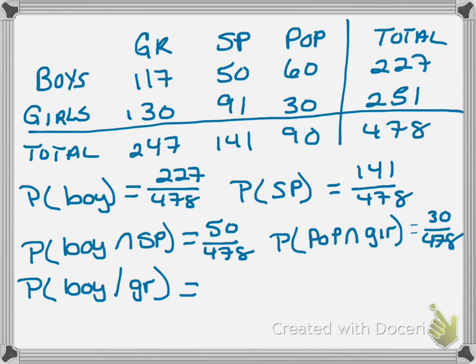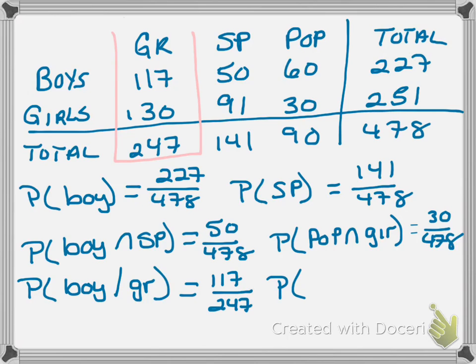So let me change my pen. So I'm going to go to pink. Do you see here? This is grades. So my denominator is going to be 247 because that's how many people like grades. And of those grades, how many people were boys? 117. Okay, let's do another one.